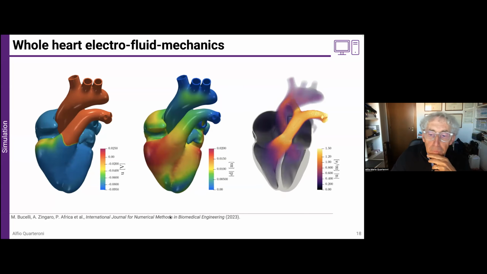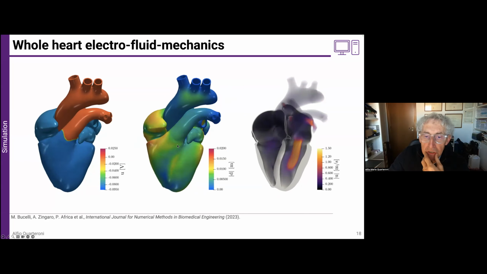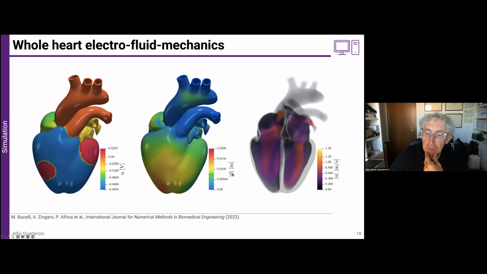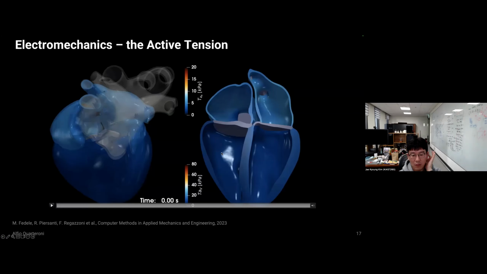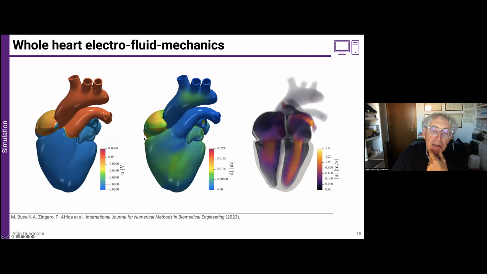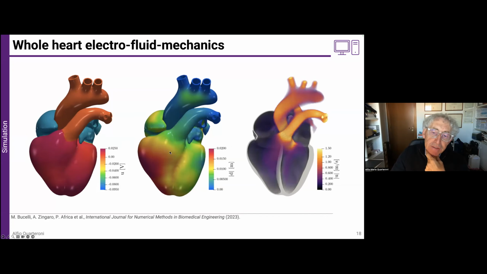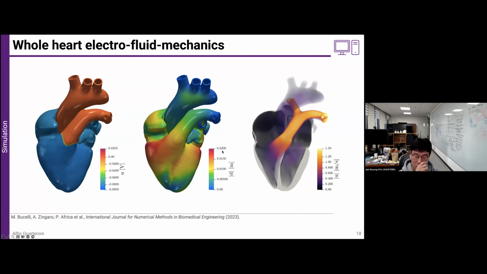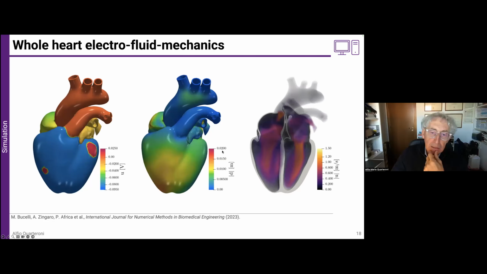Here you see a complete view. What you see here in the middle is the displacement. We go from 0 to 2 centimeters. 2 centimeters is a large displacement. Remember that the typical dimension of the heart is of the order of 8 centimeters. So this corresponds to 25% displacement.